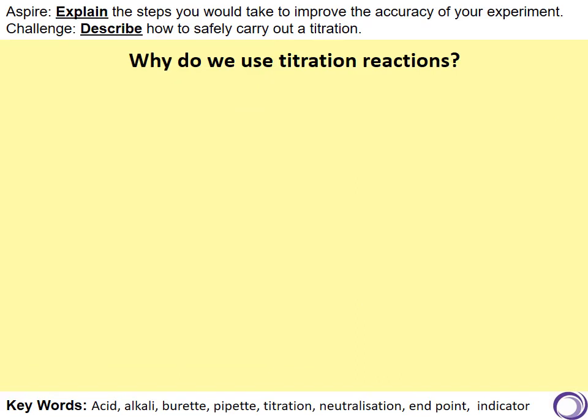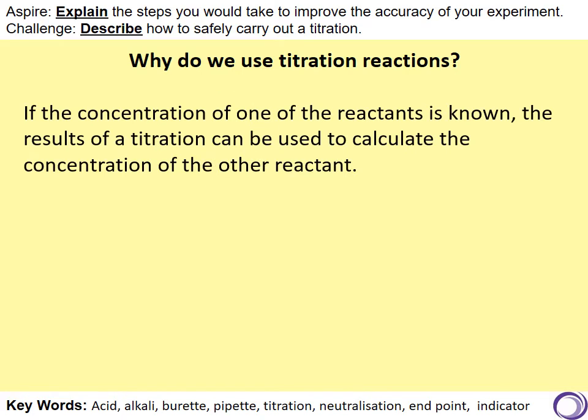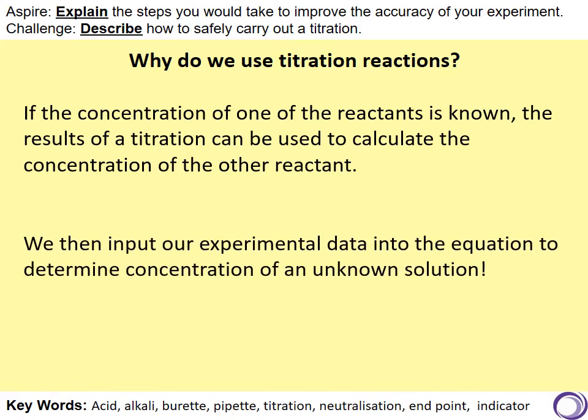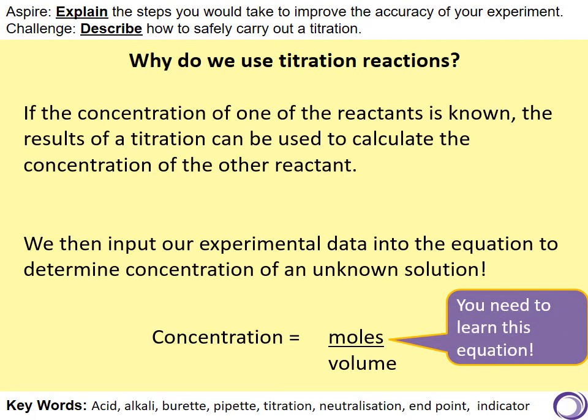So why do we use titration reactions? Well, if the concentration of one of the reactants is known, the results of the titration can be used to calculate the concentration of the other reactant. And in our next lesson, we will be looking at how we use this data to determine concentrations using the formula concentration equals moles divided by volume. This is an equation that you will need to learn, but more of that next lesson.